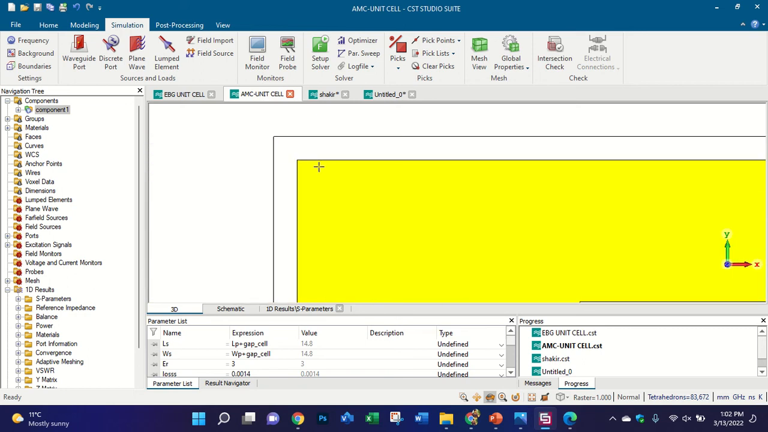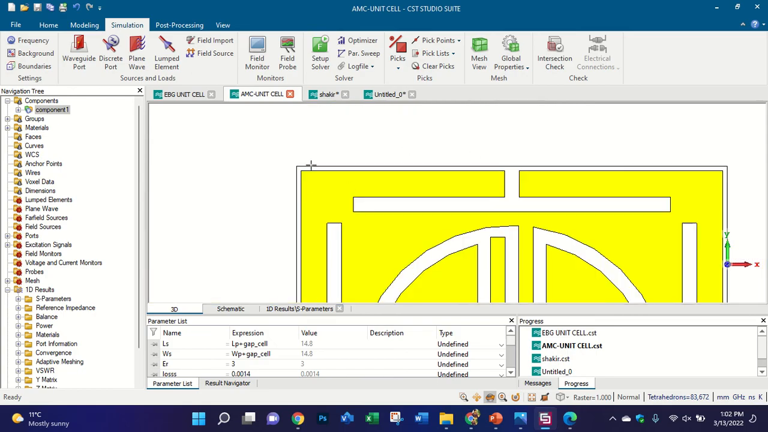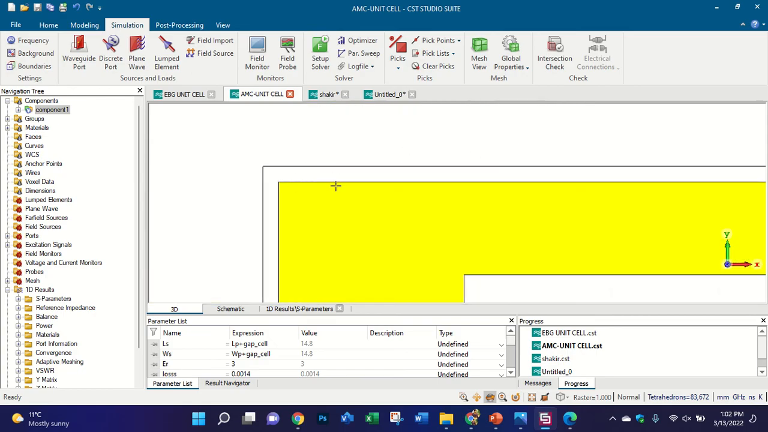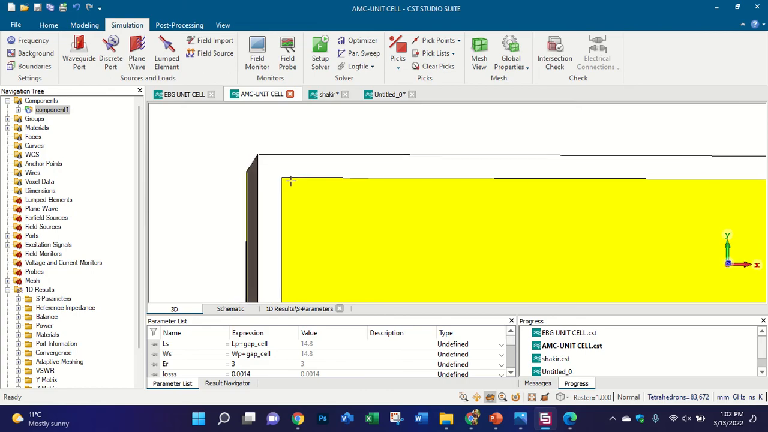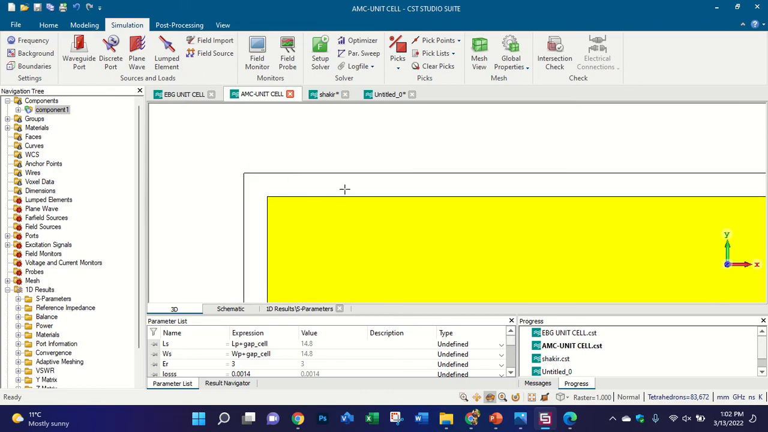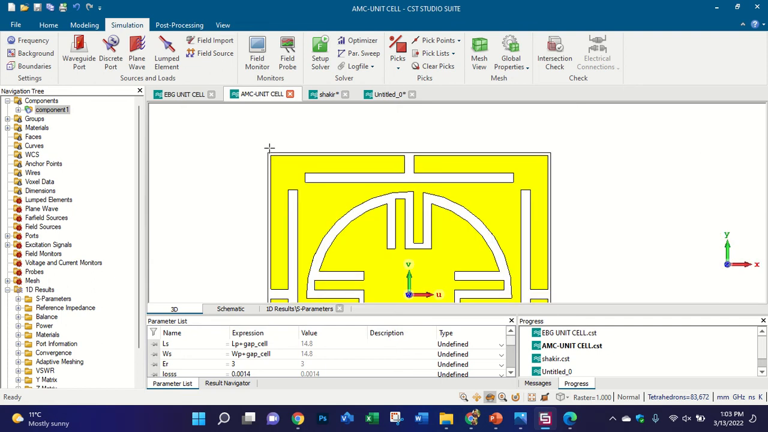When I designed this unit cell, I realized that if I create any slot in the middle of the patch, it does not affect my frequency much. But if I increase the width and length, it shifts my frequency a lot. So whenever you design a unit cell, this is a very helpful point for you. If you change the width and length, you will have a change in the frequency.